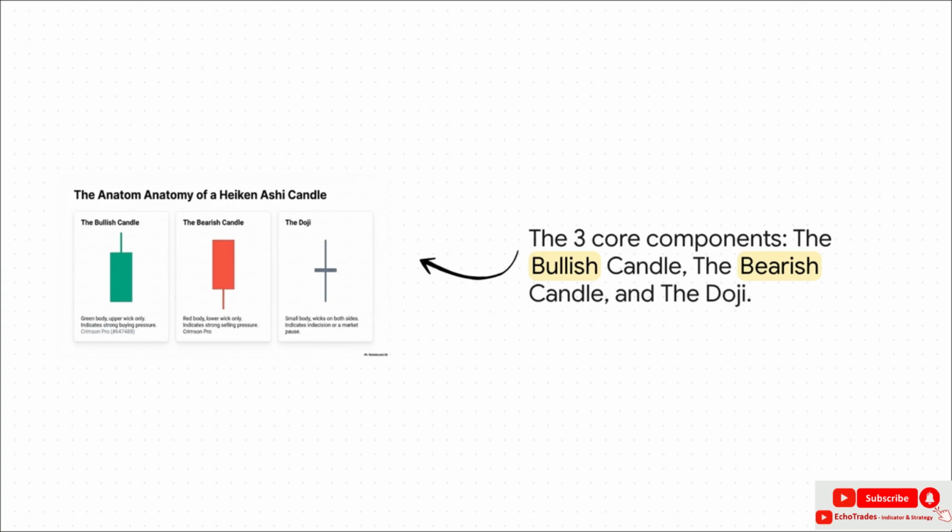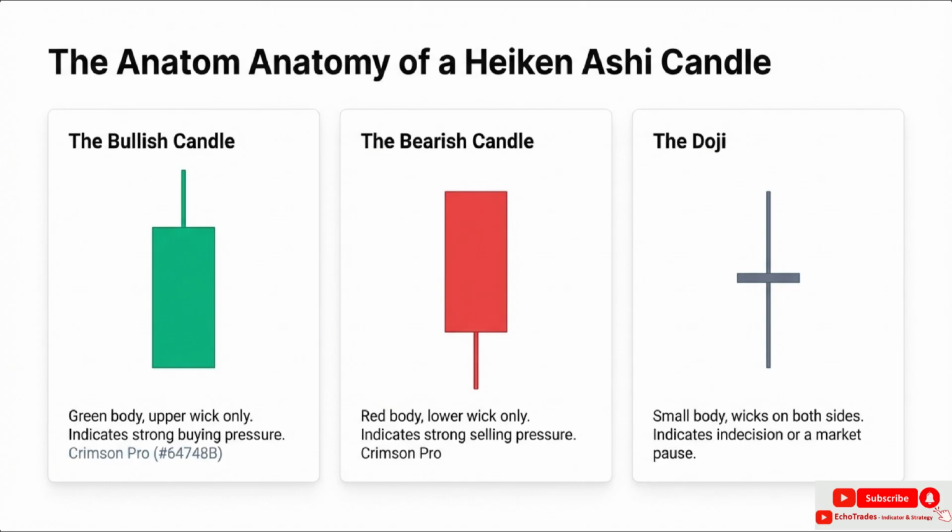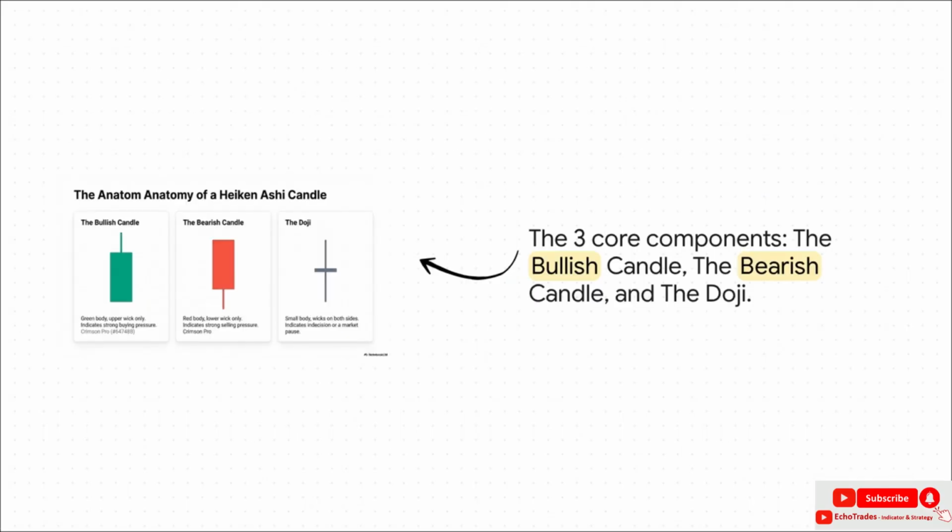First, you've got your bullish candle. That's a green body, usually with an upper wick. That's screaming buying pressure. Then the bearish candle, a red body with a lower wick, showing you strong selling pressure. And finally, the doji. That's the little guy with a small body and wicks on both sides. It's telling us the market is hitting the brakes, it's undecided. These are our fundamental building blocks.